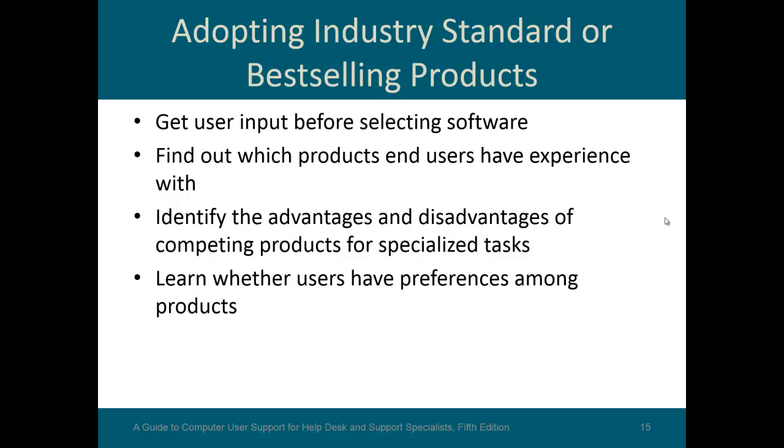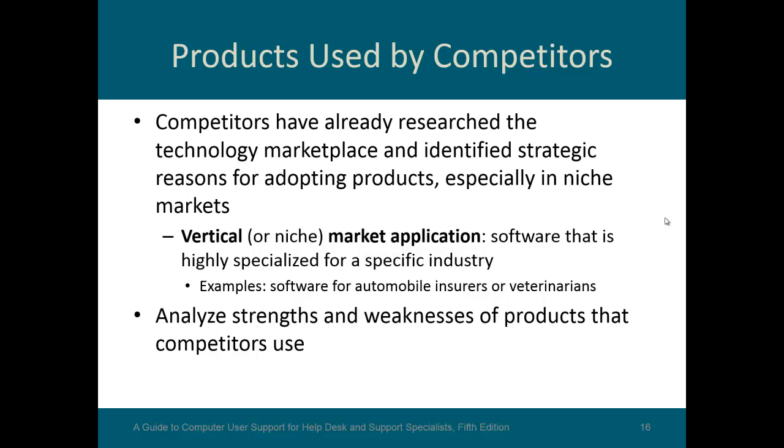All right, and then if you have information on your competitors and you know what they're using, then you can decide whether, do I want to match them, or do I want to find something else that gives me maybe an advantage. Or your competitor may already have like the best thing out there for your industry. And they give an example of like automobile insurers and veterinarians. Those two different fields are very unique, and they would have very specialized software out there.